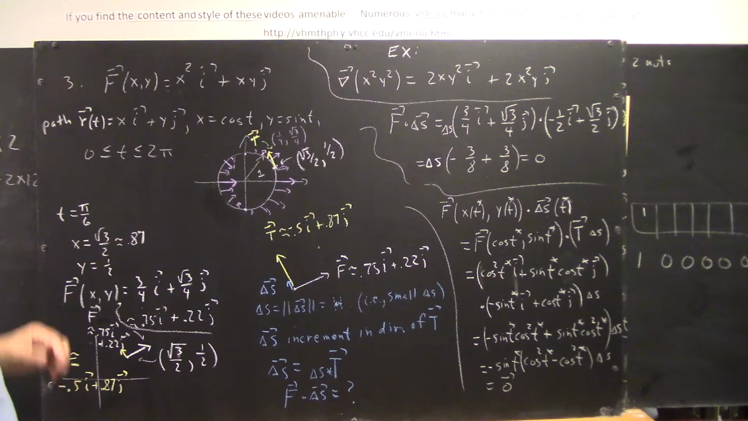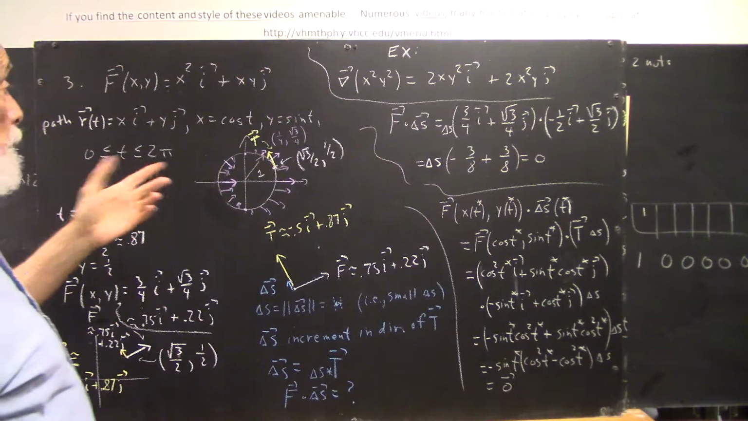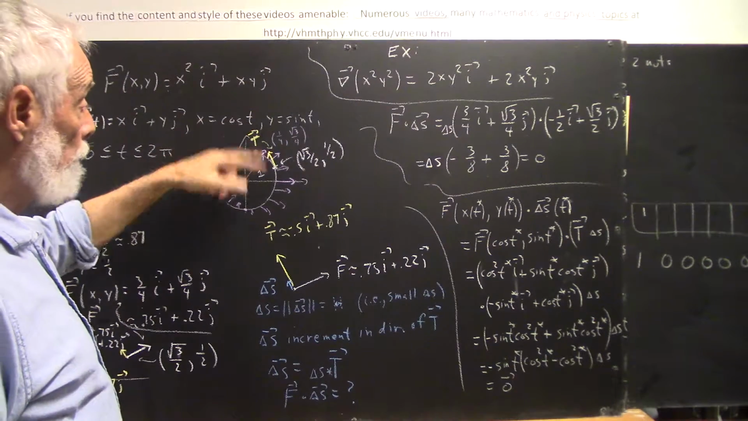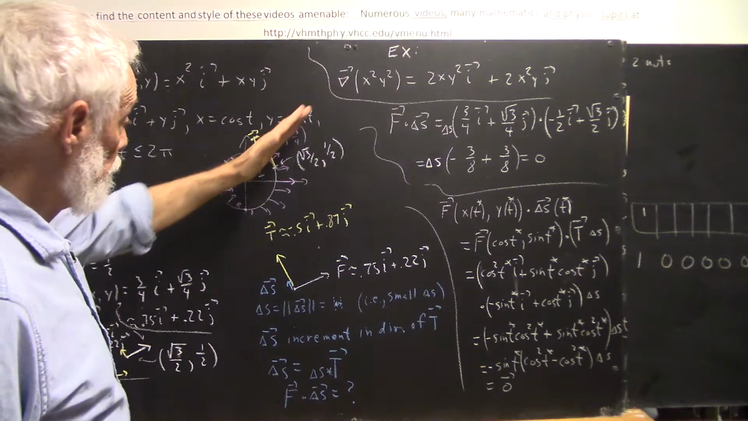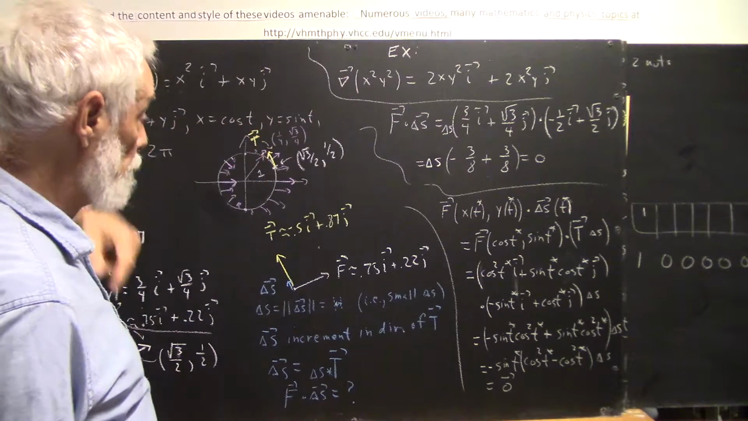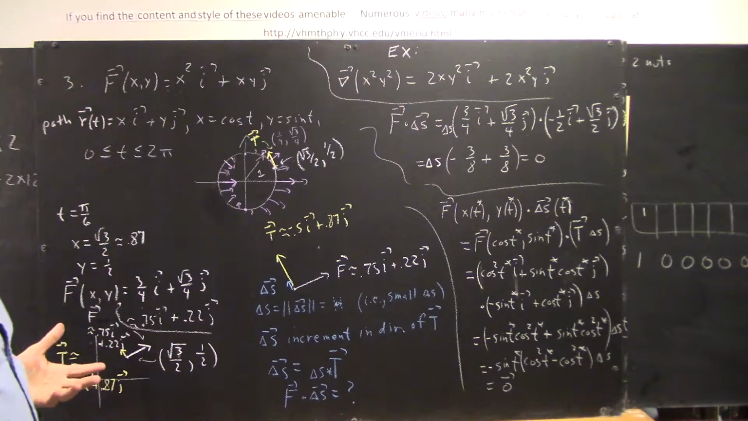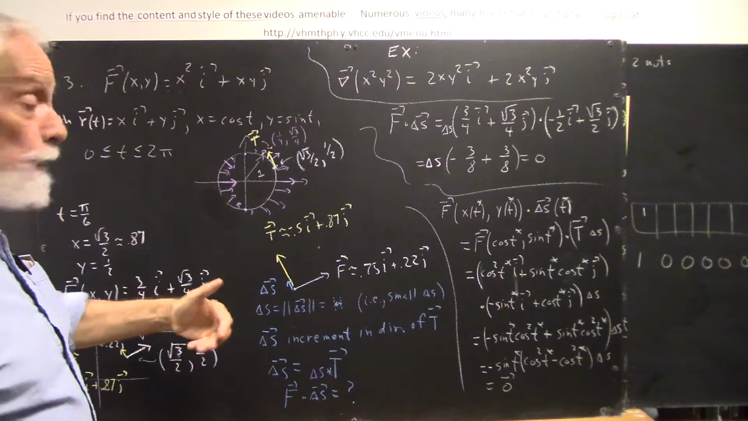Now at the point, let's say, where t equals pi over 4, that would correspond to this point here along the 45-degree line on the circle. The sine is square root of 2 over 2. The cosine is square root of 2 over 2.